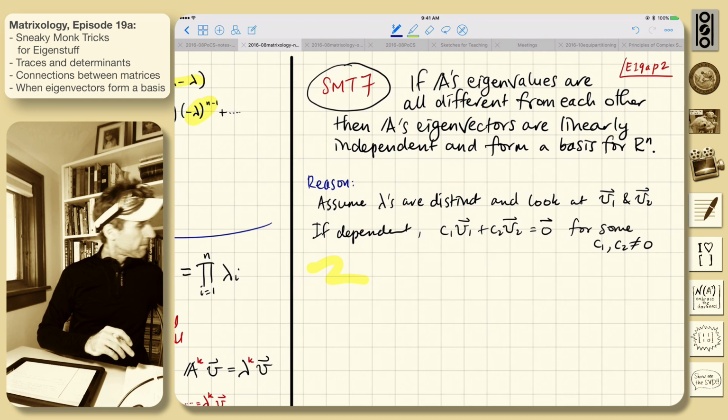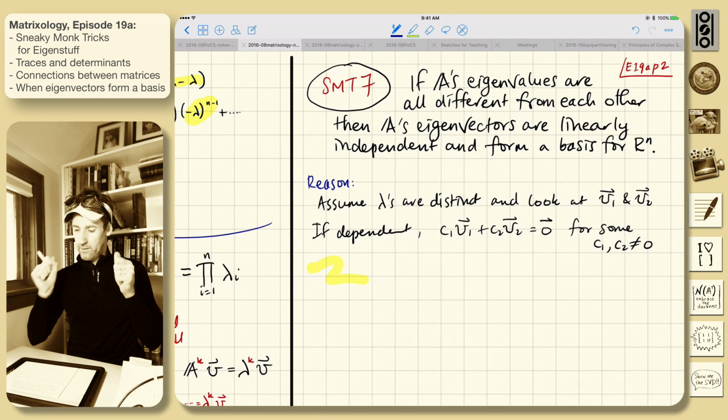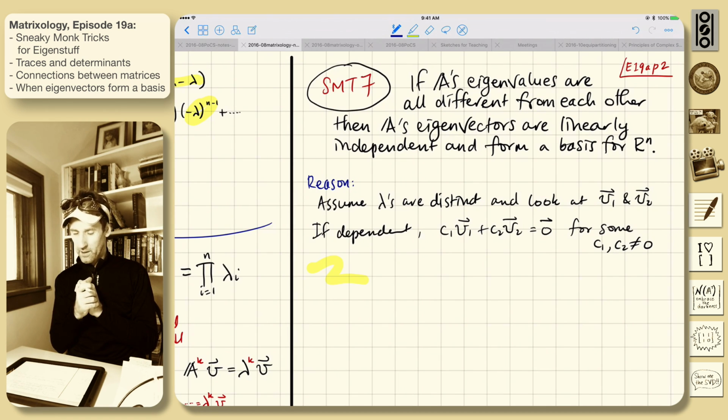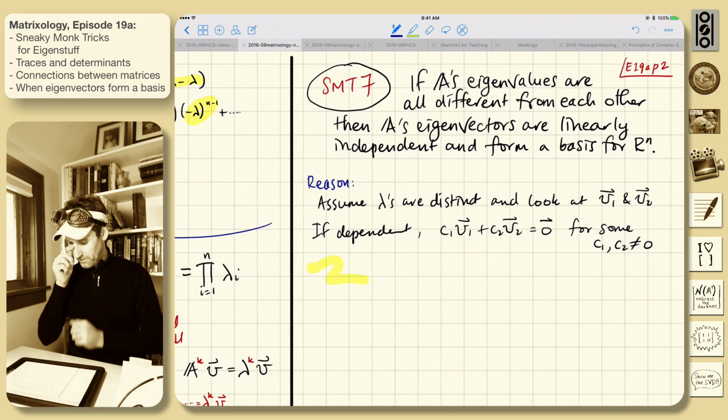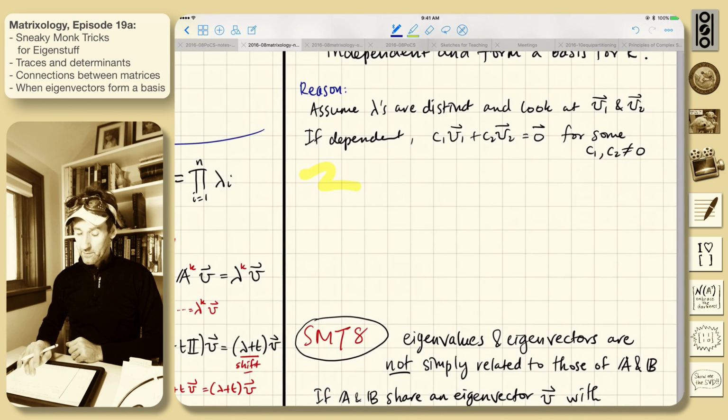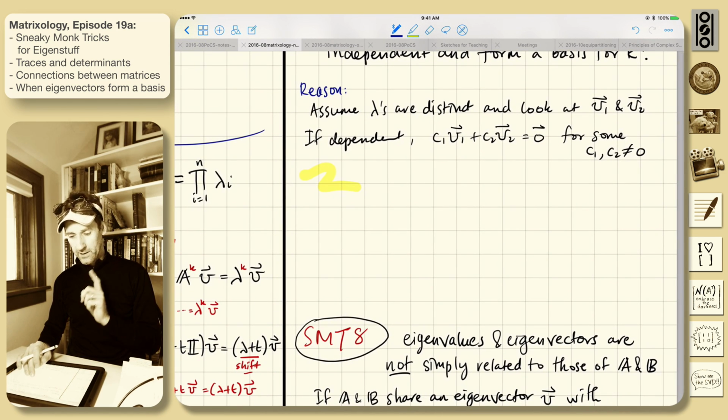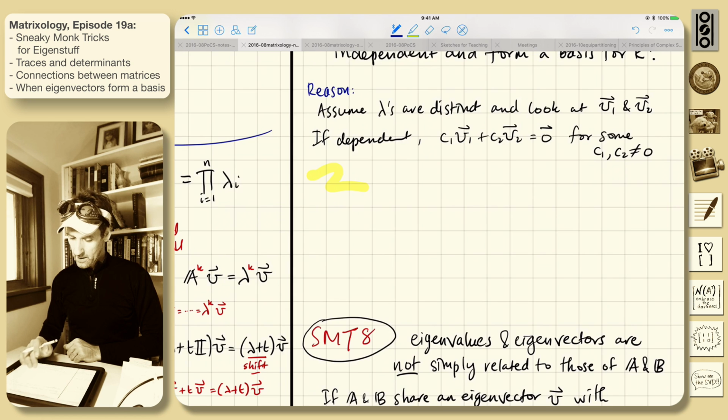Good. So this is a big deal. If A's eigenvalues are different from each other, then A's eigenvectors form a basis for Rn. They're linearly independent and they form a basis for Rn. So no two eigenvalues match. There's going to be a very surprising thing if we add symmetry to the matrix later.